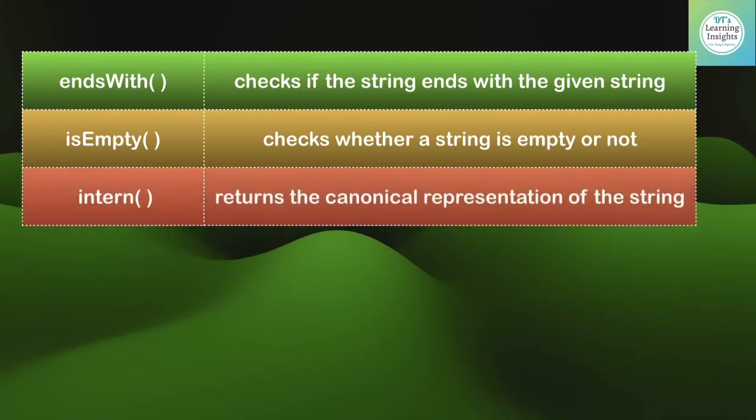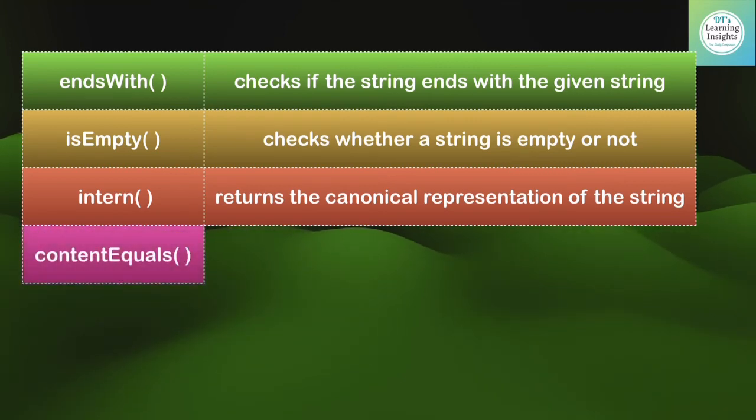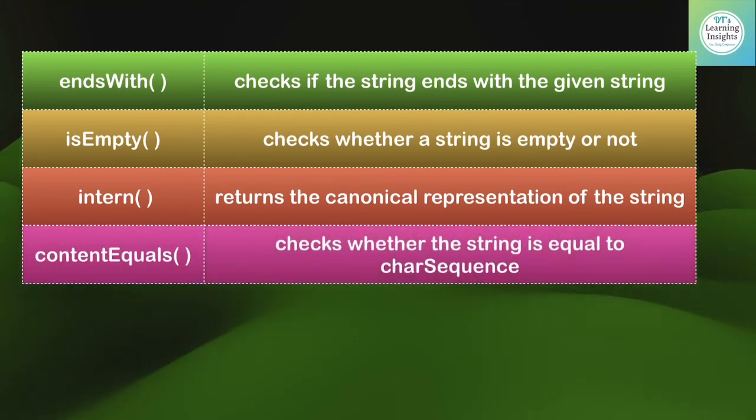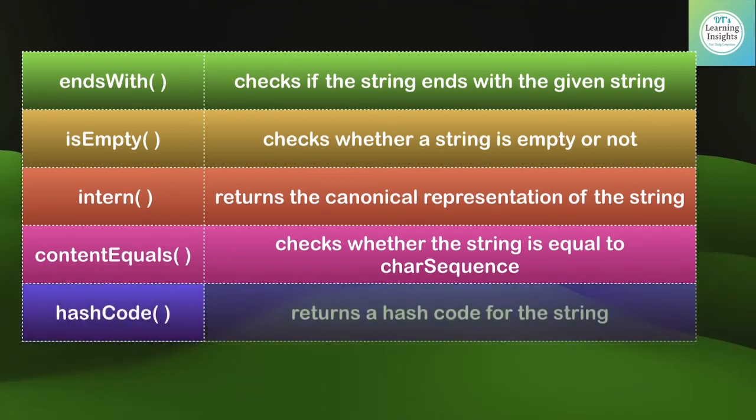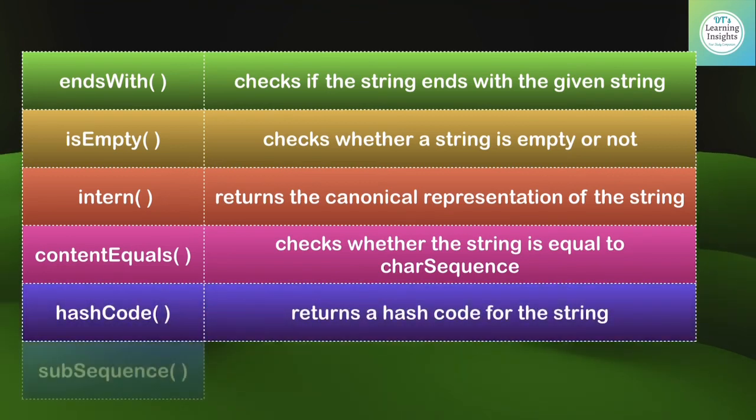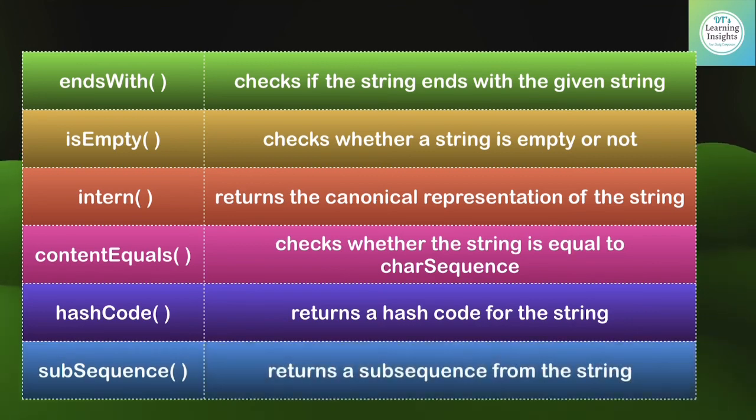Intern. It returns the canonical representation of the string. Content equals. Checks whether the string is equal to char sequence. Hash code. Returns a hash code for the string. Subsequence. This method returns a subsequence from the string.